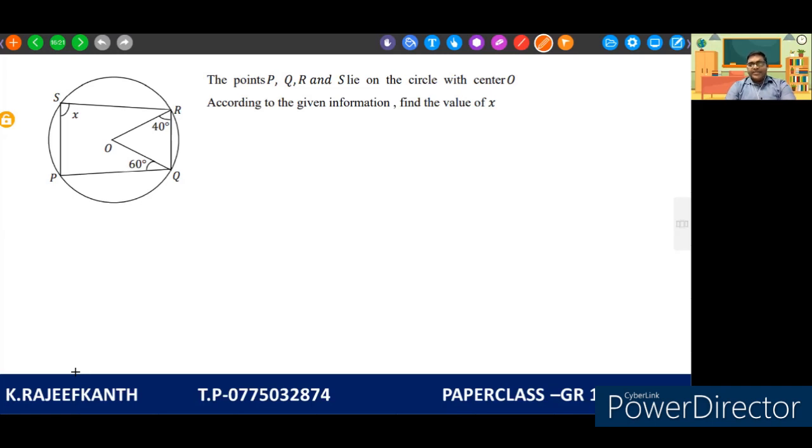And they have given that O is the center. So radii are always equal. So you can mark that OR and OQ are equal because those two are radii of that circle. And they have given that angle ORQ is 40 degrees and angle OQP is 60 degrees. So you have to find the value of x.